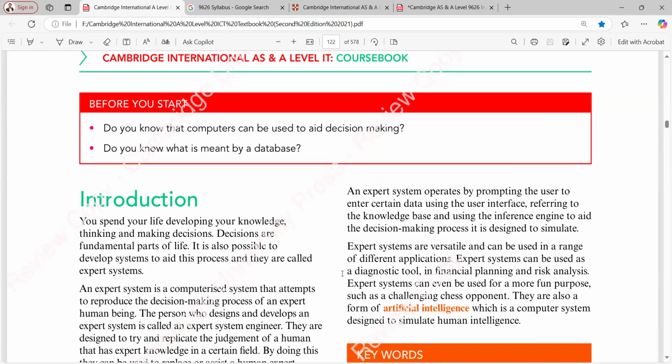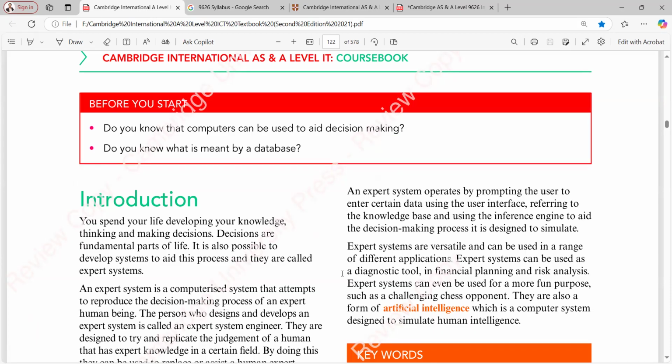But it's like you spend your life developing your knowledge, thinking and making decisions, and decisions become a fundamental part of your life. So what if I include all of your experience, all of your decisions into some sort of database that is going to aid your decisions? For example, if I can enter it in a spreadsheet or database that if Mr. A likes the color red, that means he's more interested in cars. If Mr. B likes the yellow color, that means he's more interested in motorbikes.